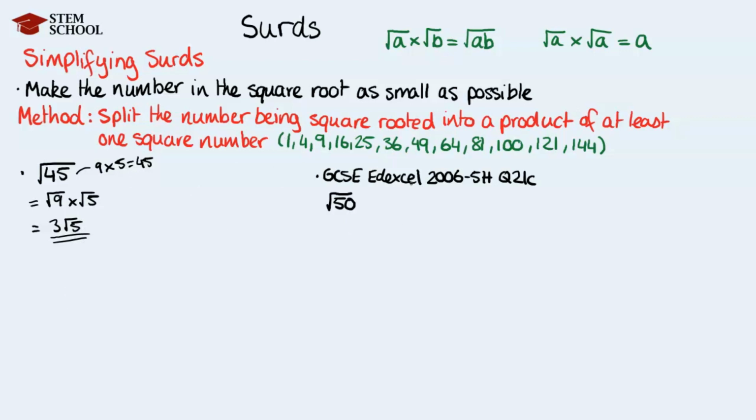So let's move on to an exam question this time. Very similar idea. We've got to simplify root 50. So which square number multiplied by any other number makes 50? So I know that 50 can be broken down into 25 times 2, okay? So we can rewrite this as root 25 times root 2, just in this form, okay? And then as we have a square number and a square root, we can simplify this down to 5 root 2. And that's as simple as you can make this answer.